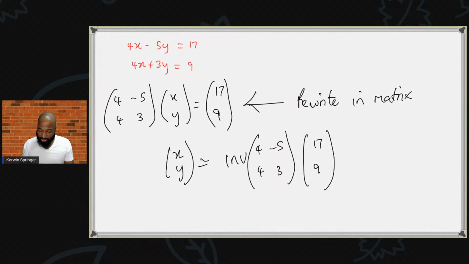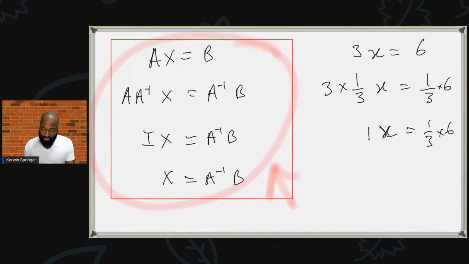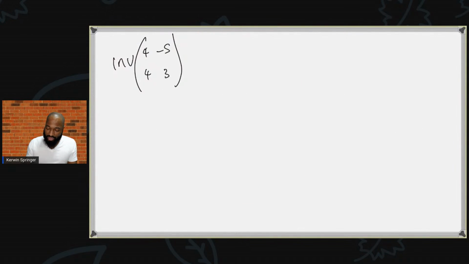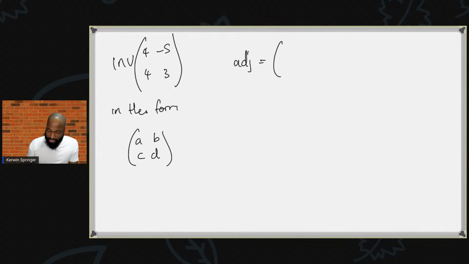Back to the simultaneous equation. The aim now, and this is 3 marks, is that you need to be gunning through this question. It's a simple question and you need to practice a lot: find the inverse of this matrix. To find the inverse, we'll first find the adjoint. This is in the form A, B, C, D. The adjoint is the same as swapping the D and the A and changing the sign on B and C.